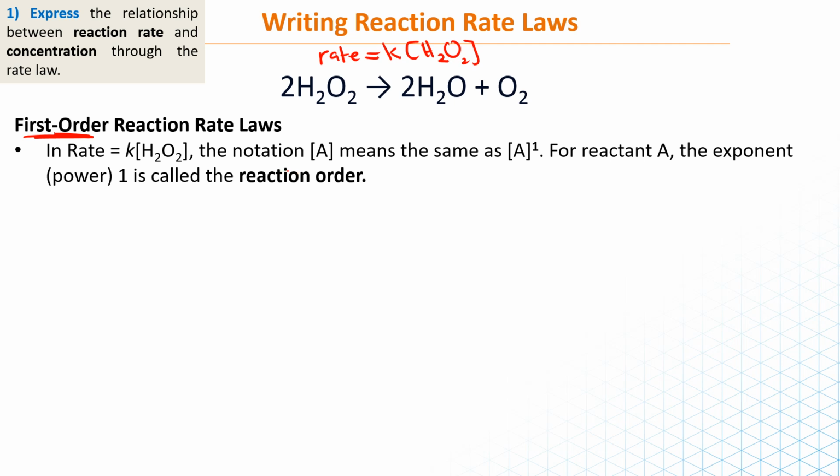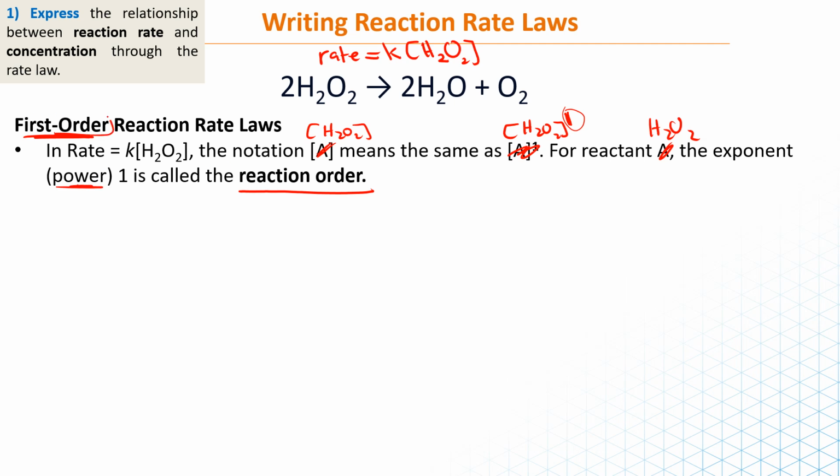So in this rate equation, for reactant H2O2, the notation, if I put the brackets, is like there is a 1 up here, to the power of 1. We don't write the 1 in chemistry, right? So this power, which is 1, is called the reaction order. So the exponent here, or the power, is called the reaction order.